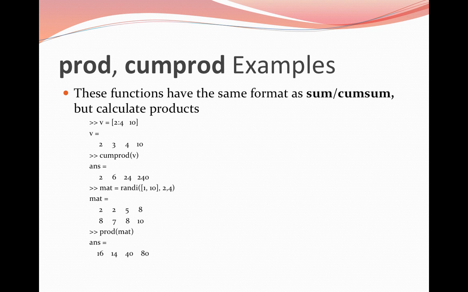For a matrix, for example, a prod of the matrix is going to give us the product of every individual column. 2 times 8 is 16, 2 times 7 is 14, and so forth.